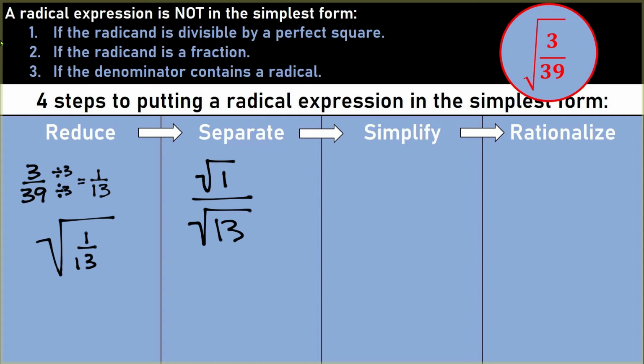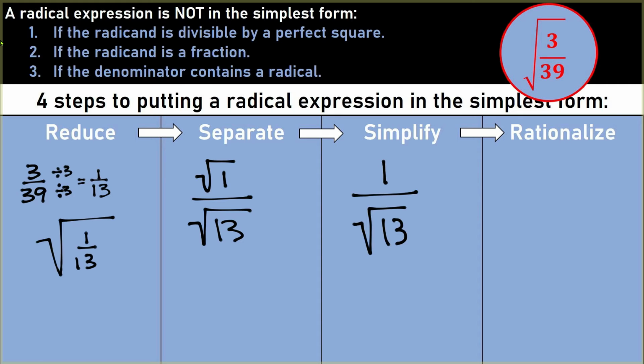So the next step is to simplify. Well, there's one great thing about the square root of 1. 1 is actually a perfect square number. So the square root of 1 is 1, but the square root of 13 cannot be divided by any perfect square number. So that's the expression that I have at this point in the problem.